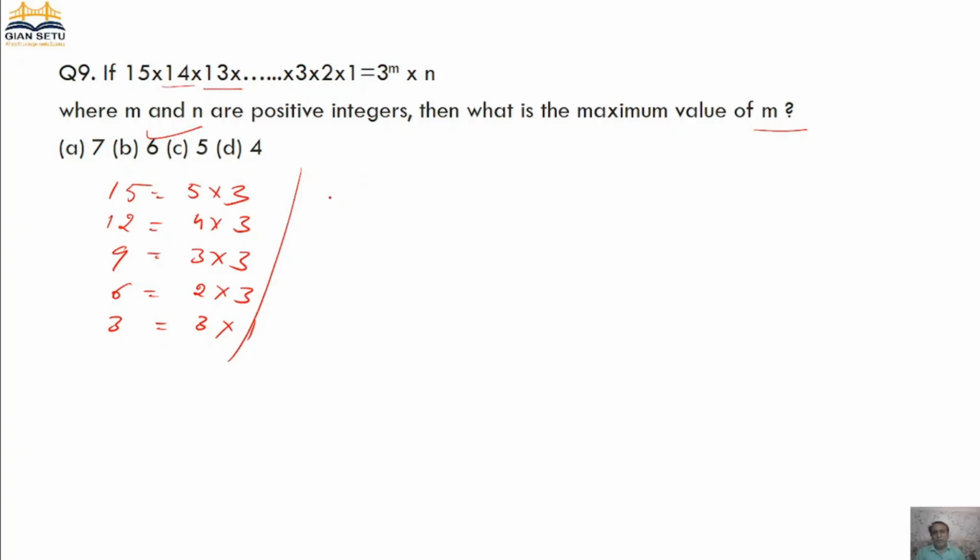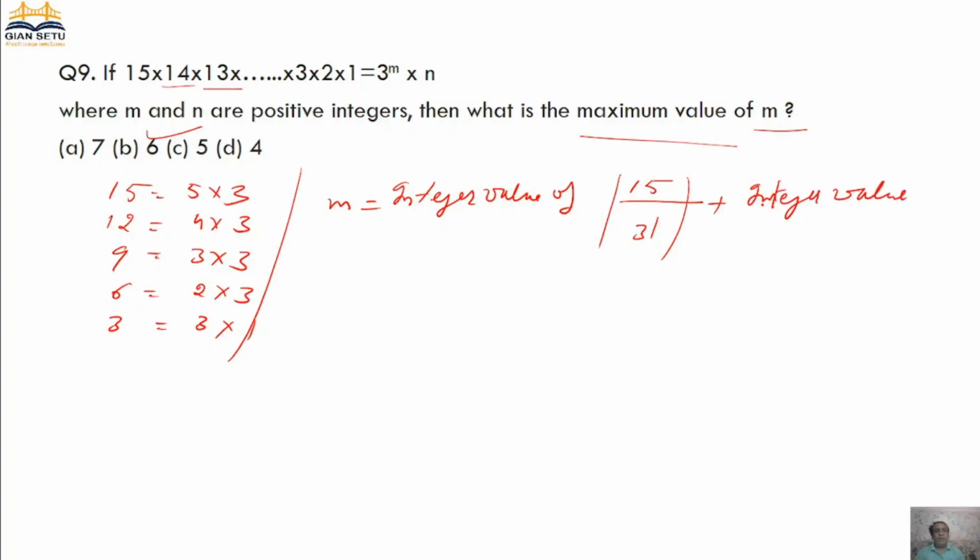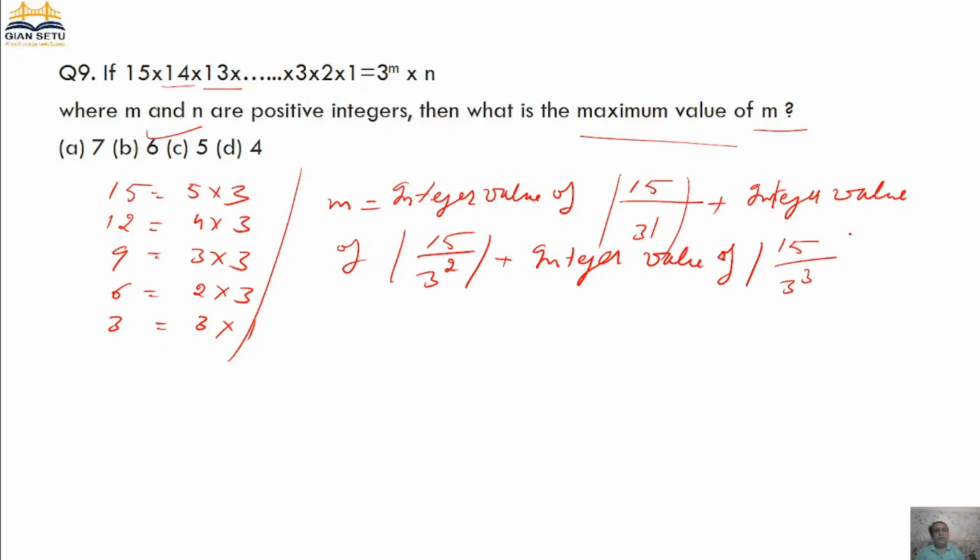So here the maximum value of m will be the integer value of 15 divided by 3 raised to power 1, plus the integer value of 15 divided by 3 raised to power 2, plus the integer value of 15 divided by 3 raised to power 3, and so on until the integer value of 15 divided by 3 raised to power n is 0.